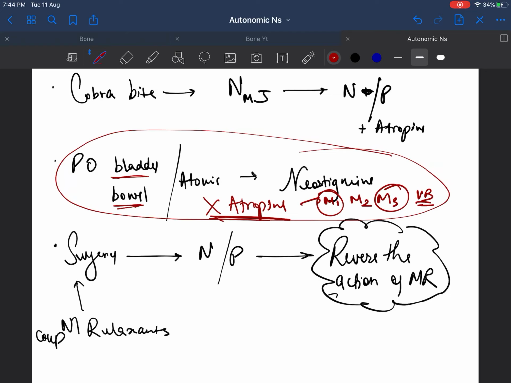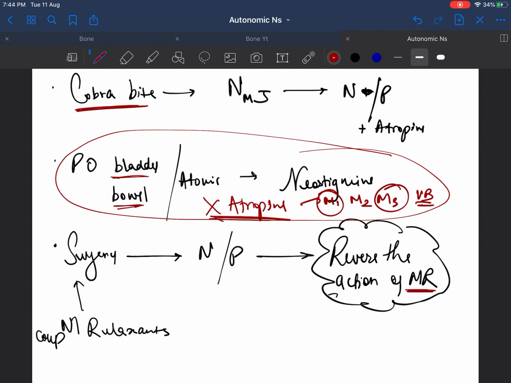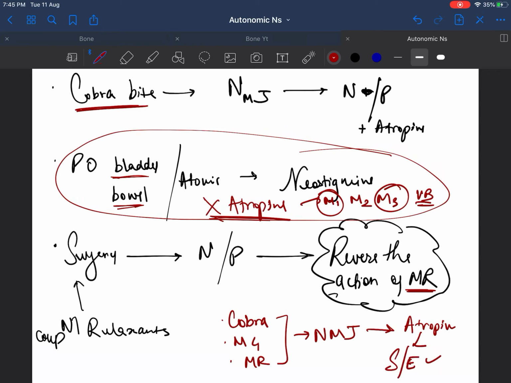But in this condition of muscle relaxant use, or in case of cobra bite, or in case of myasthenia gravis, you don't want the extra side effects. The only main problem in cobra bite, in myasthenia gravis, and in use of muscle relaxants, the main problem is with your nerve muscle junction. So there is a need to give atropine to prevent what? Side effects. Atropine acts on the M1, M2, M3 receptor, muscarinic receptor blocker.